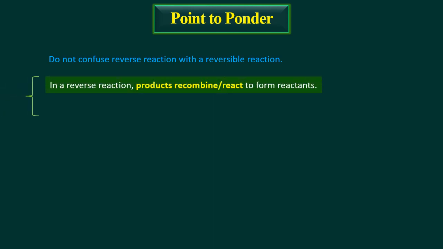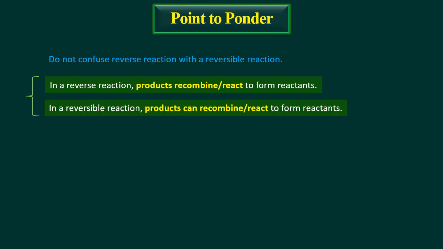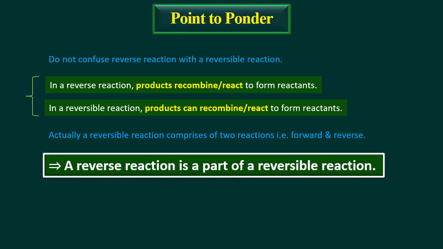Point to ponder. Do not confuse reverse reaction with a reversible reaction. In a reverse reaction, products recombine or react to form reactants, whereas in a reversible reaction, products can recombine, or they can react to form reactants. Actually, a reversible reaction comprises 2 reactions, forward and reverse. This implies that a reverse reaction is a part of a reversible reaction.